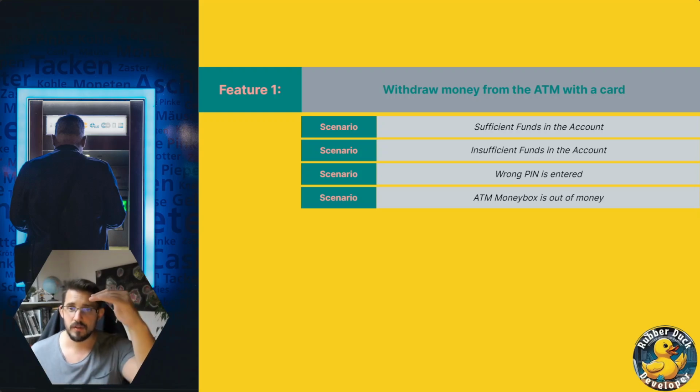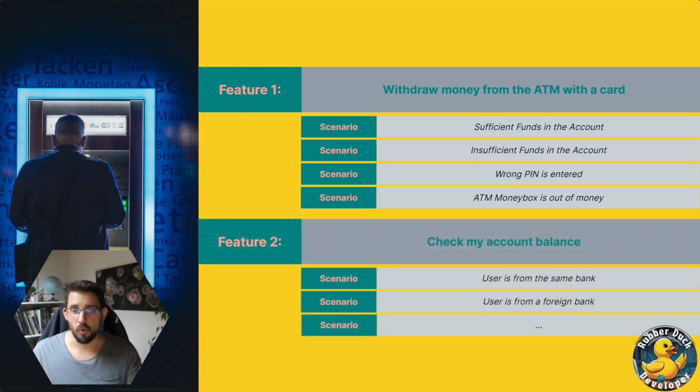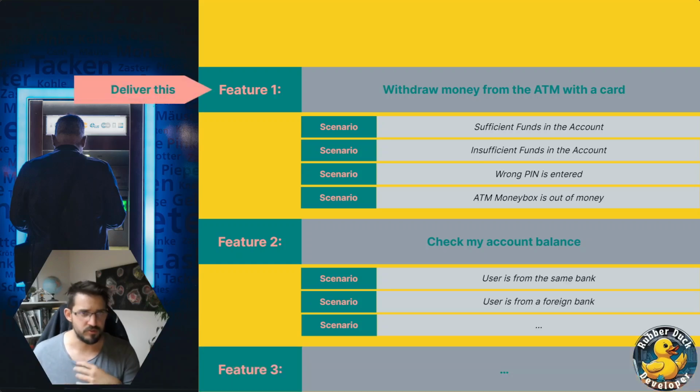So these are different scenarios of the same behavior. The behavior is always the same. The behavior is you want to withdraw money from the ATM with a debit card, and this is how the system behaves in different starting situations or in different situations. There will be even more features or behaviors you want to cover. Like maybe you also want just to check your account balance, where on the one hand you are from the same bank or it's a foreign bank. There may be different things involved, or even some completely other stuff.